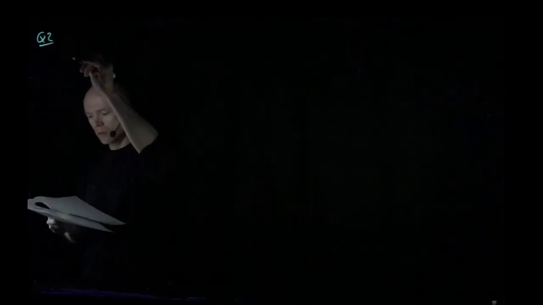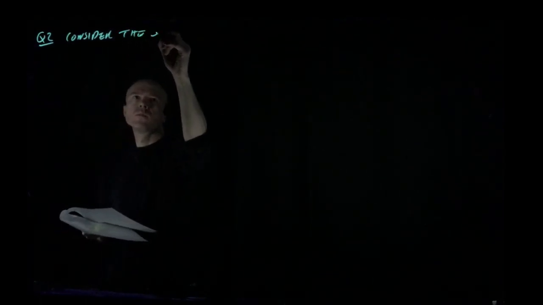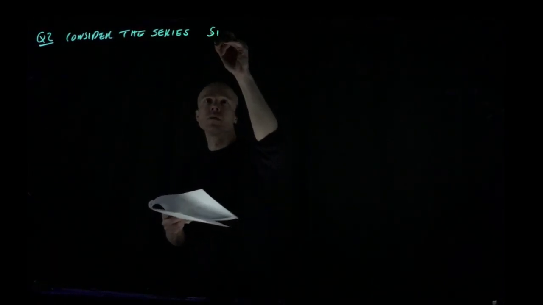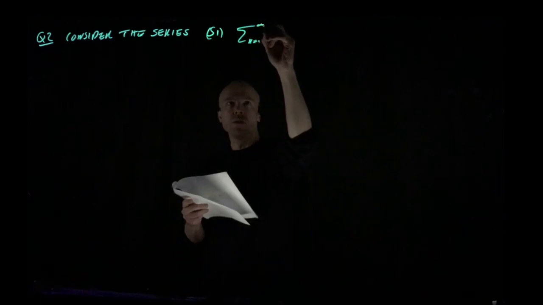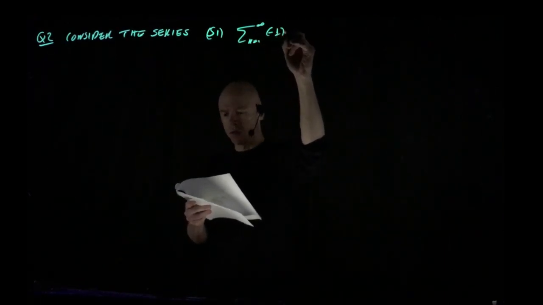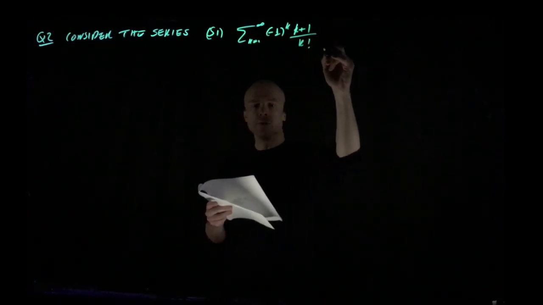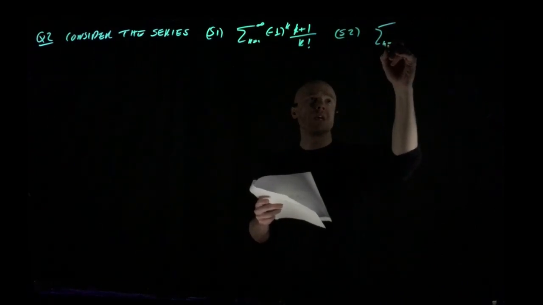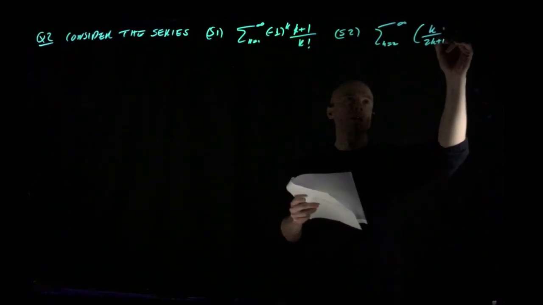Okay, let's do the second question. Consider the series S1, which is the sum from k equals 1 to infinity of (-1)^(k+1) over k factorial, and the series S2, which is the sum from k equals 2 to infinity of (k over (2k+1))^k.